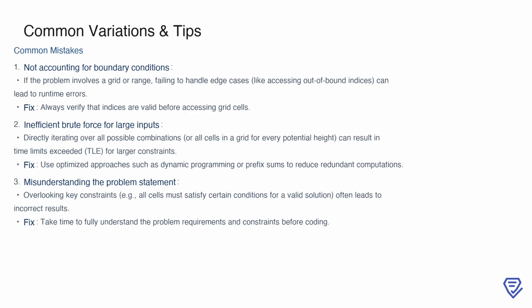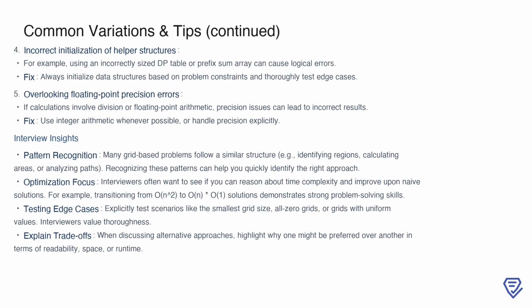Another mistake is misunderstanding the problem statement. This can happen when you overlook crucial constraints, like ensuring that all cells meet specific conditions for a valid solution. To address this, take time to carefully read and fully understand the requirements before you start coding. Another common pitfall is incorrect initialization of helper structures. For instance, using a DP table or prefix sum array that's not properly sized can lead to logical errors in your solution. To avoid this, make sure you initialize your data structures based on the problem's constraints, and test edge cases thoroughly.